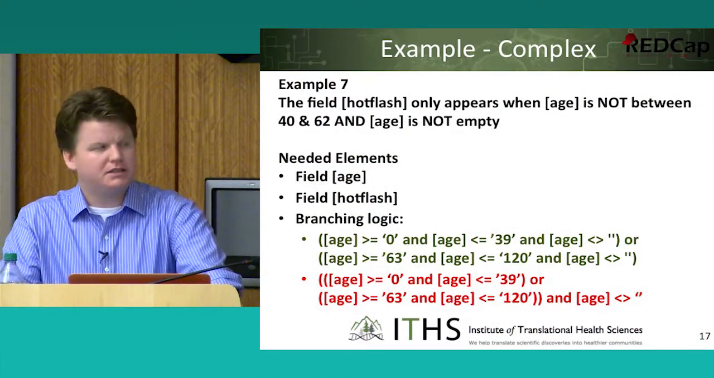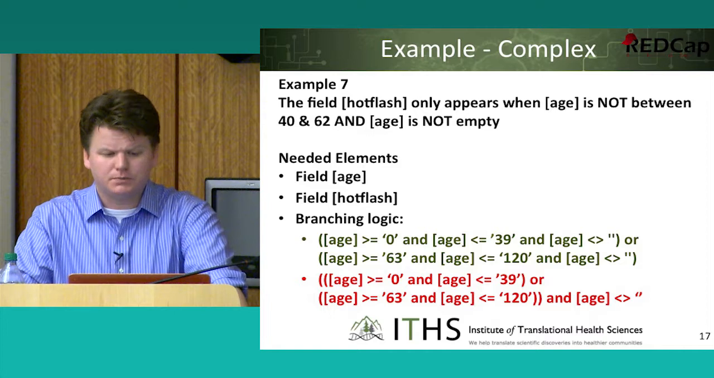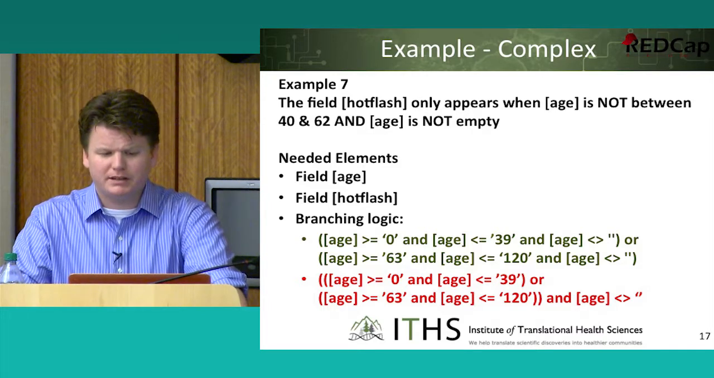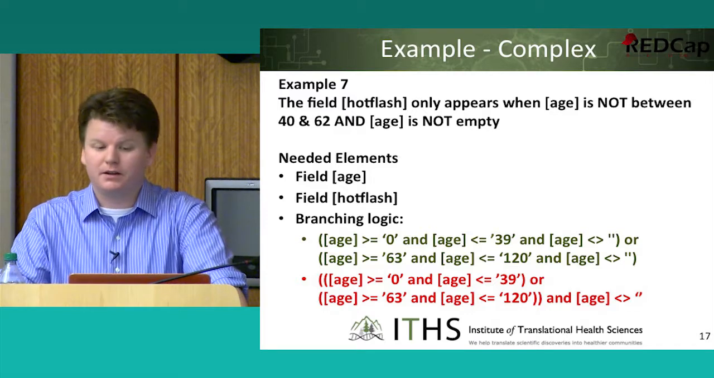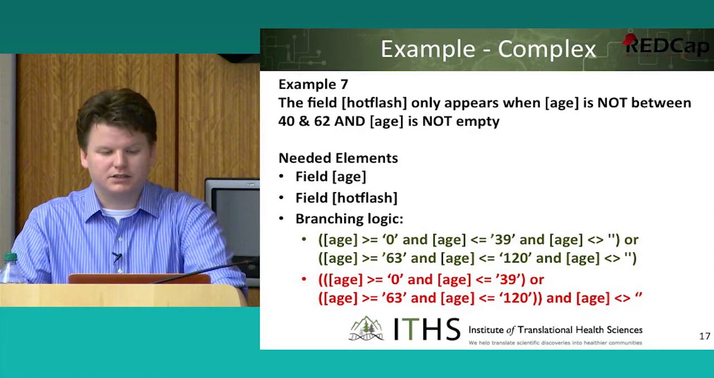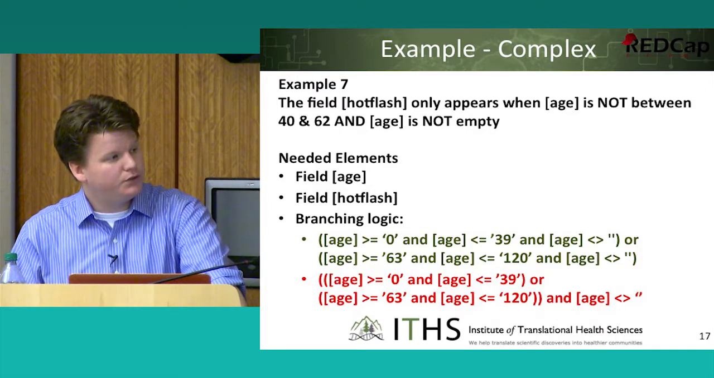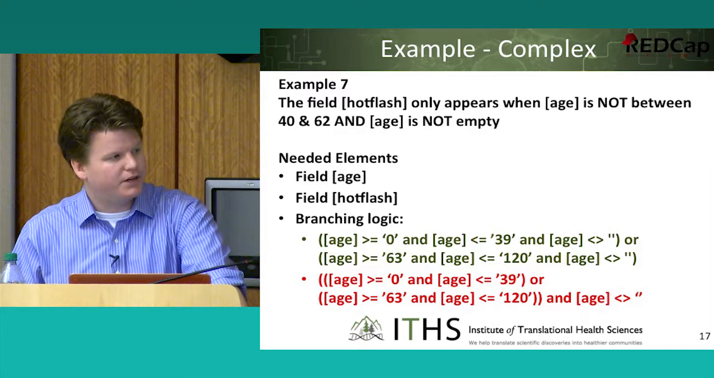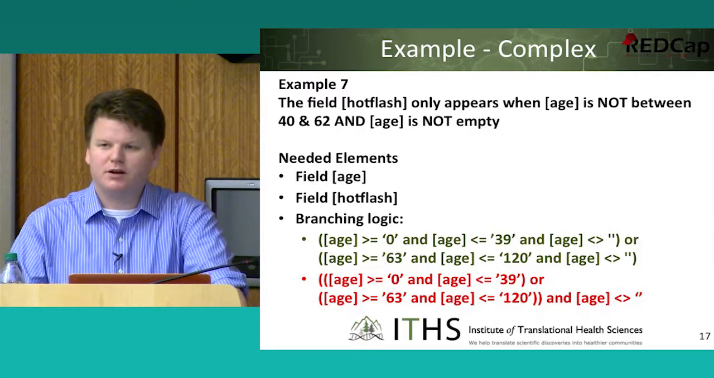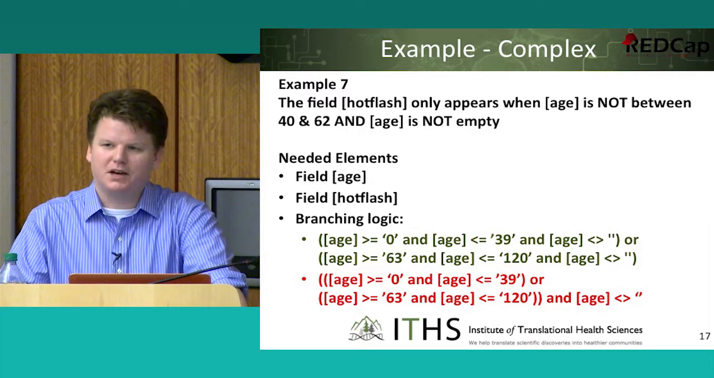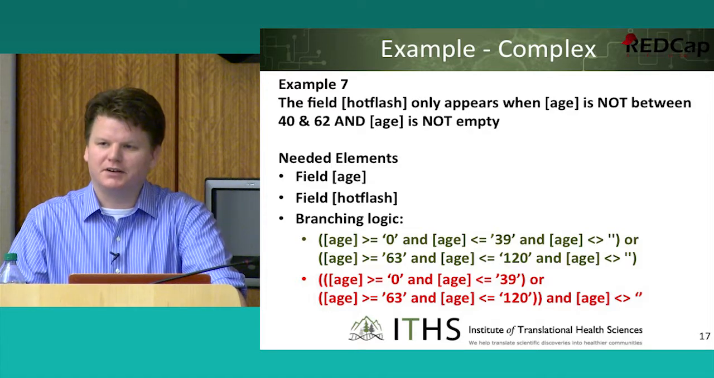Some complex logic. In this case, we want to only make the field hot flash appear when age is between the ages of 40 and 62, and age is not empty. So basically that's the statement. We have the field age, field hot flash, and two different branching logic statements, a green and a red one. I'm going to give you a couple seconds to decide which of these two is valid.